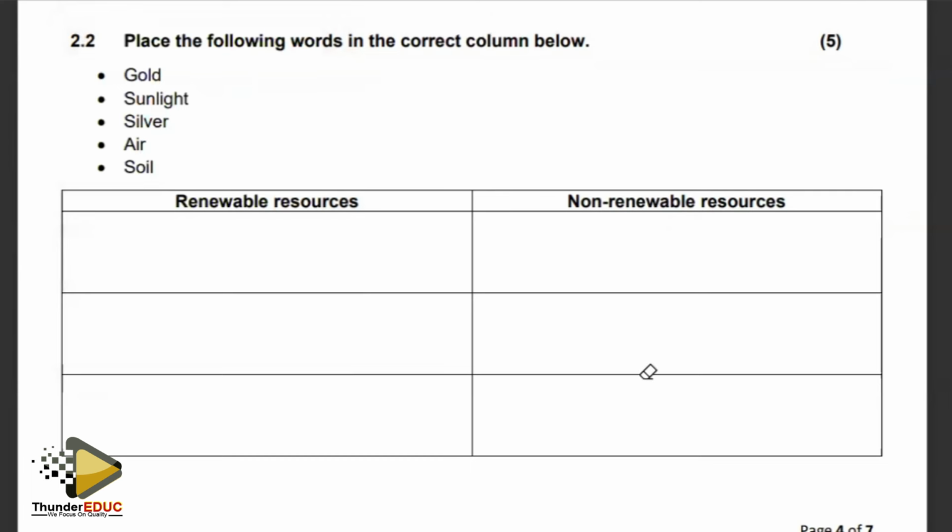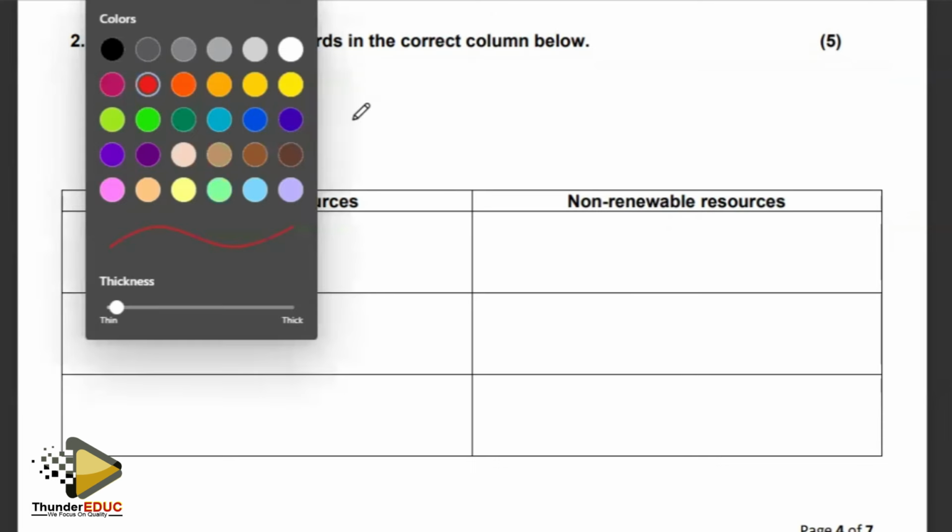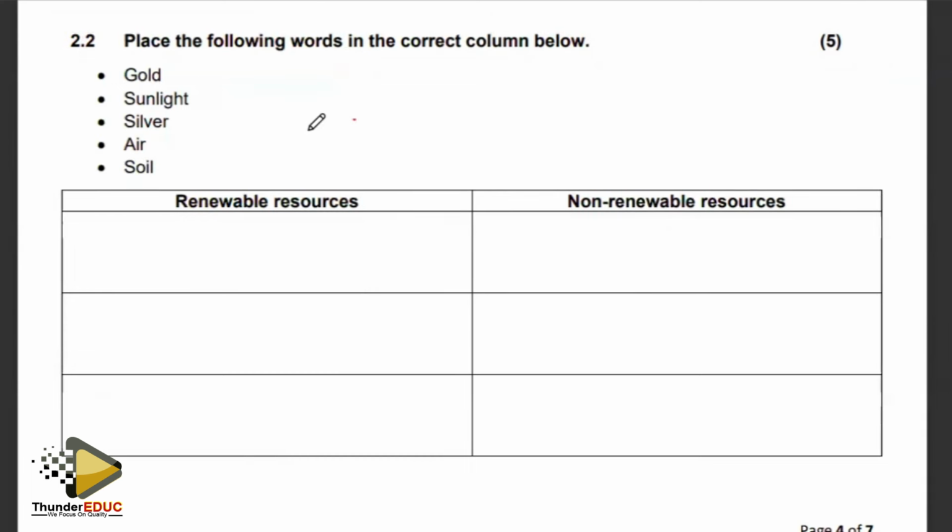Place the following words in the correct column. Okay, we have renewable and non-renewable resources. I will highlight the renewable resources with one color, which is red. Remember, renewable resources are resources that can be used again. Renewable means they cannot be used up. Even if they are used up, they can grow again.